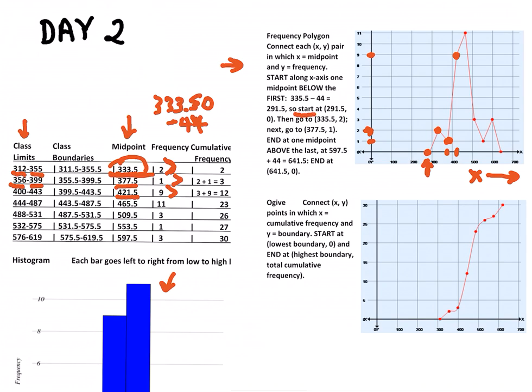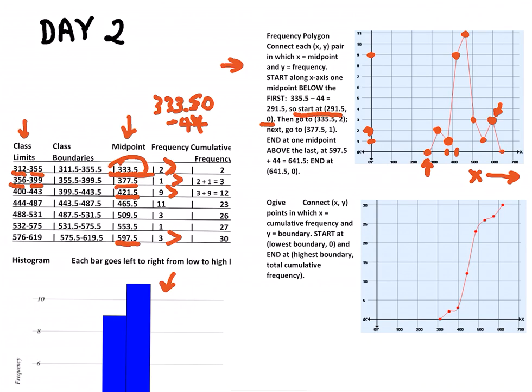So we are starting at our 0 point, $291.50 over, 0 high. And then we go on to the first point, the second point, the third point, the fourth point, all the way until we get to the end. At the end, our last midpoint is $597.50. There are 3 alternators in that class, and that identifies this point right here. We finally end up our polygon.